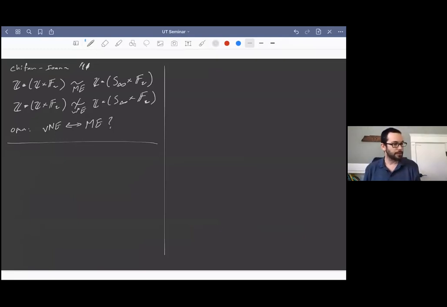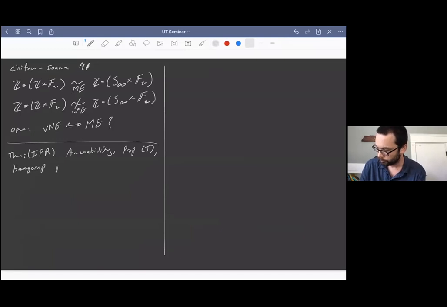So now let me mention one theorem which we're able to do. Again, this is Ishan, myself, and Lauren Ruth, which is that amenability, property T, Haagerup property, are all von Neumann equivalence invariants.